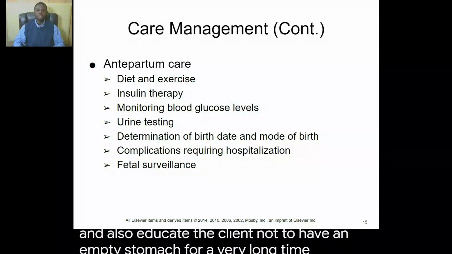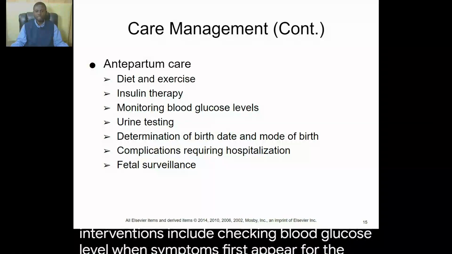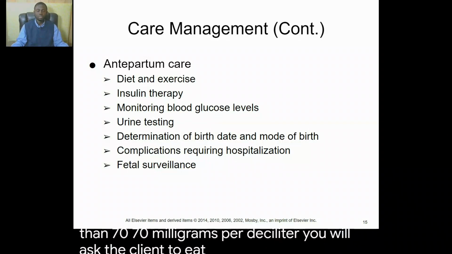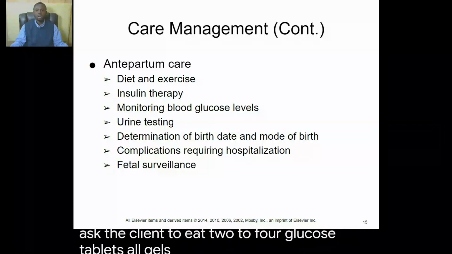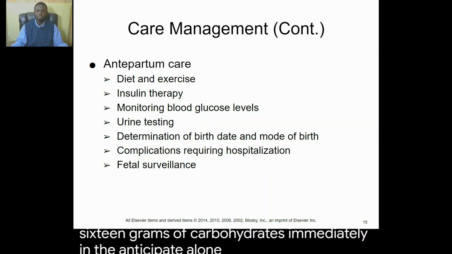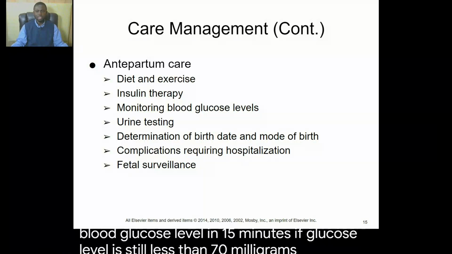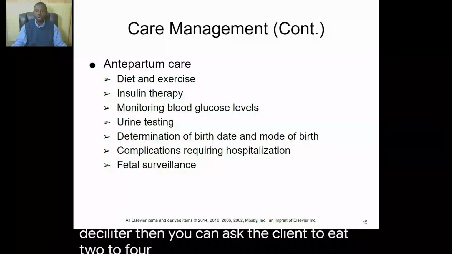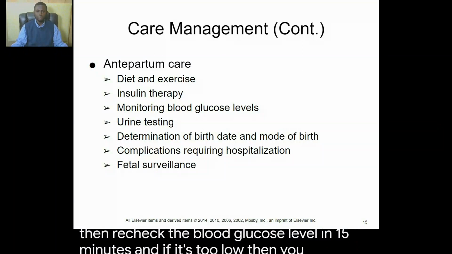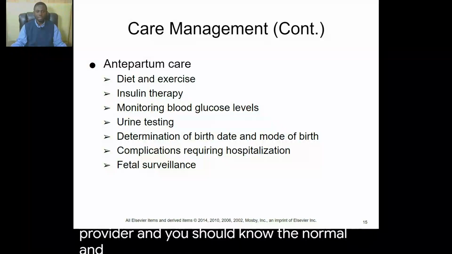Other interventions include checking blood glucose level when symptoms of hypoglycemia first appear. If the blood glucose is less than 70 milligrams per deciliter, ask the client to eat 2 to 4 glucose tablets or gels, or eat about 8 to 16 grams of carbohydrate immediately, and then recheck the blood glucose level in 15 minutes. If the glucose level is still less than 70 milligrams per deciliter, ask the client to eat 2 to 4 additional glucose tablets and recheck in 15 minutes. If it's still low, then you notify the provider. You should know the normal levels of glucose in an adult.